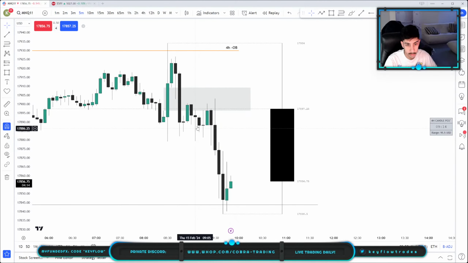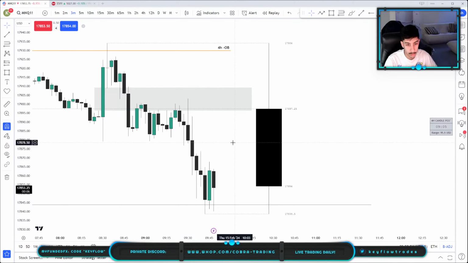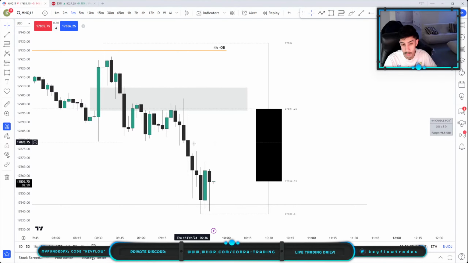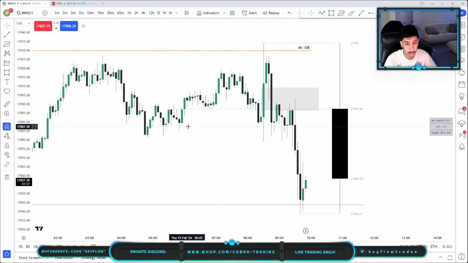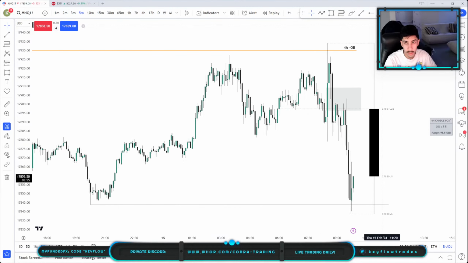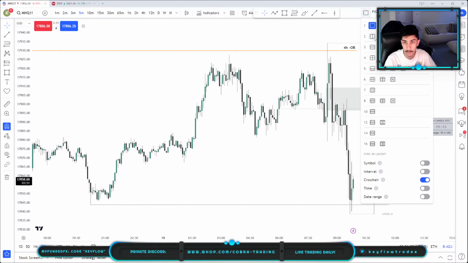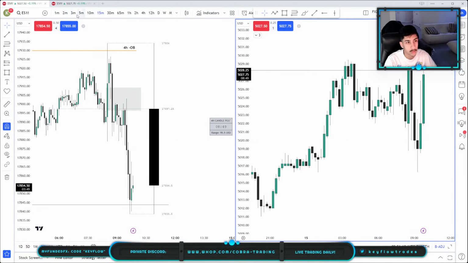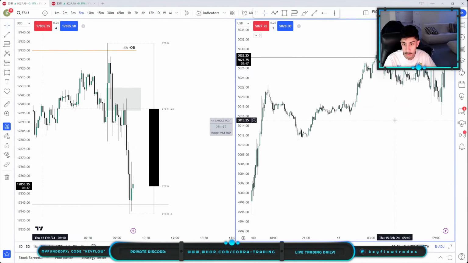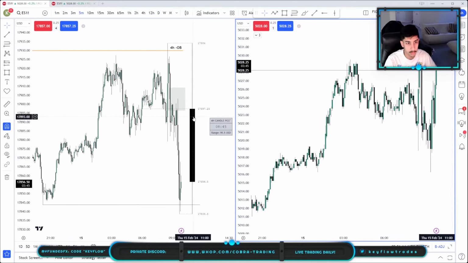We don't really have anything between here. By that I mean there's no inversion or really anything like that until I drop down a time frame, and then we have this 3-minute fair value gap that could potentially be something. If we look at ES, let's also pull up ES here and take a look at what's going on with ES.